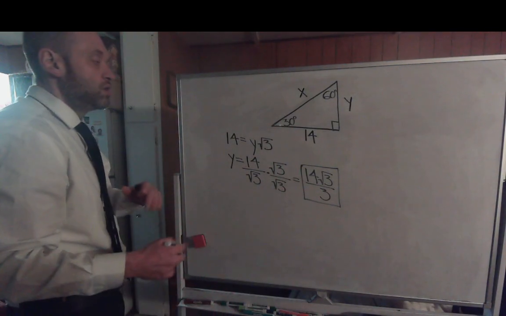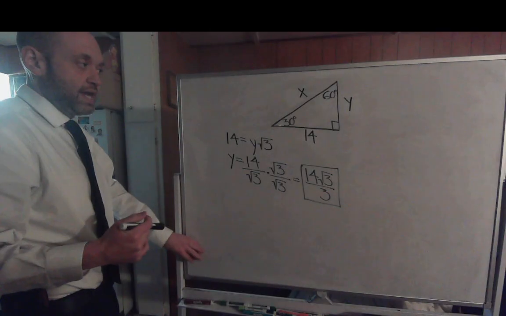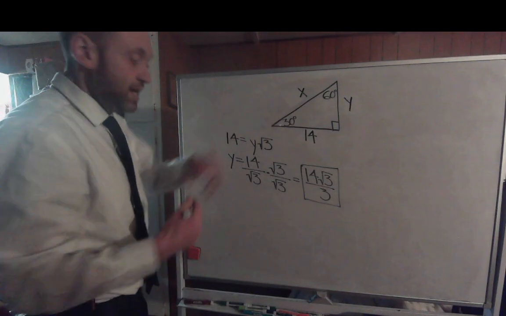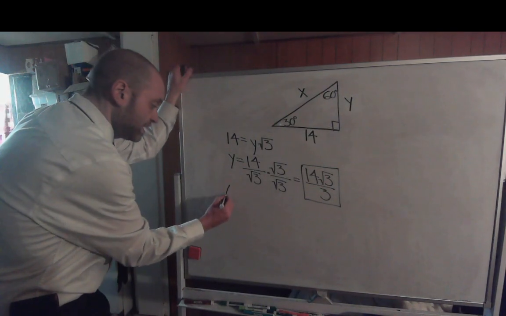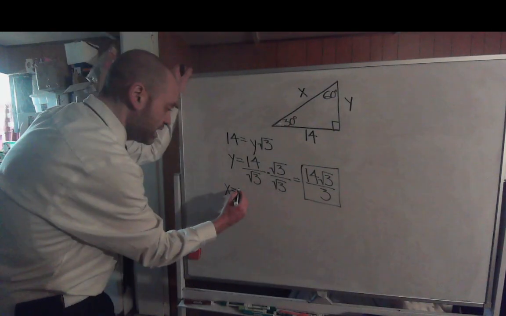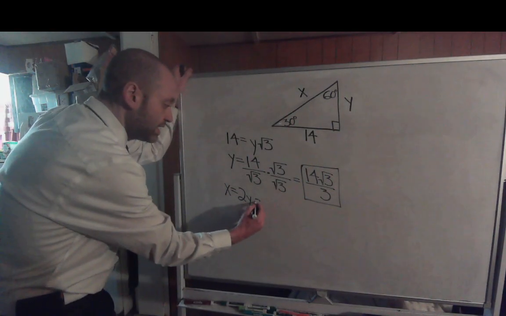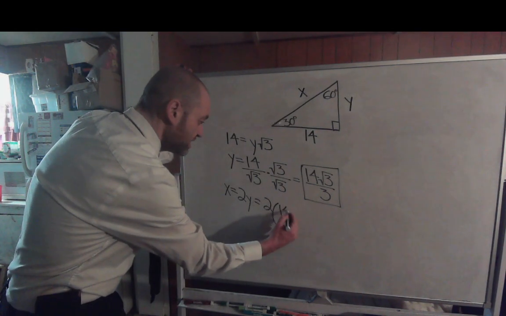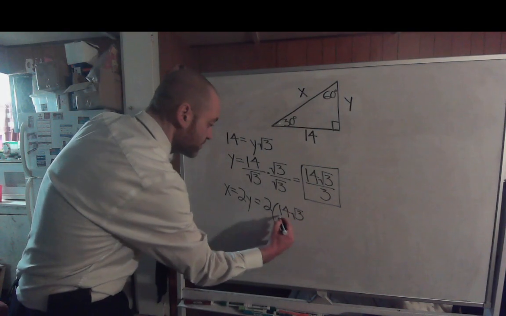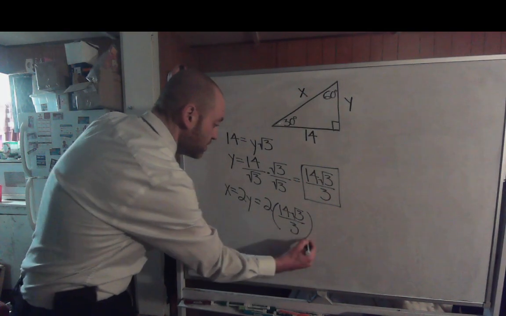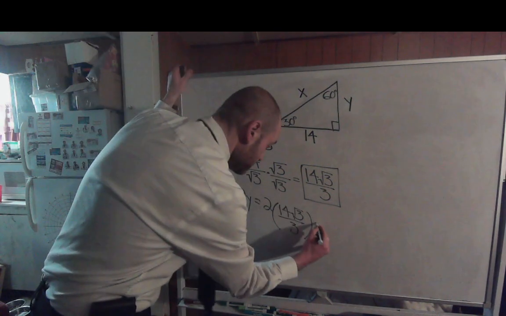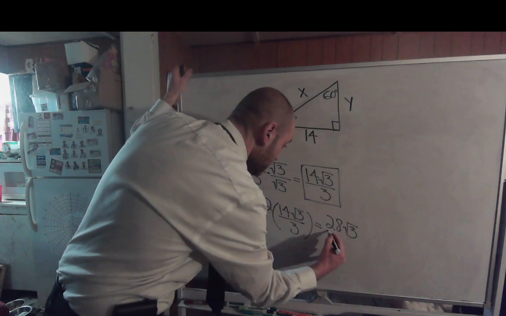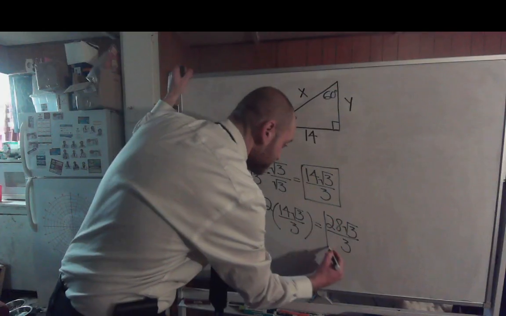Now, it's also true then that your hypotenuse, which is length x, is always equal to twice the length of the shorter leg, which is y. So x would equal 2y, which means it's going to equal 2 times that 14 times the square root of 3 over 3, which means the length of your hypotenuse would then be 28 times the square root of 3 all over 3.